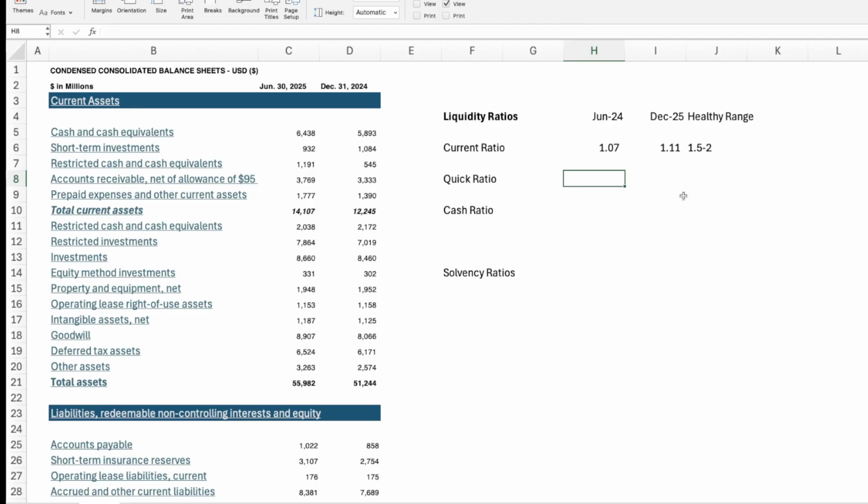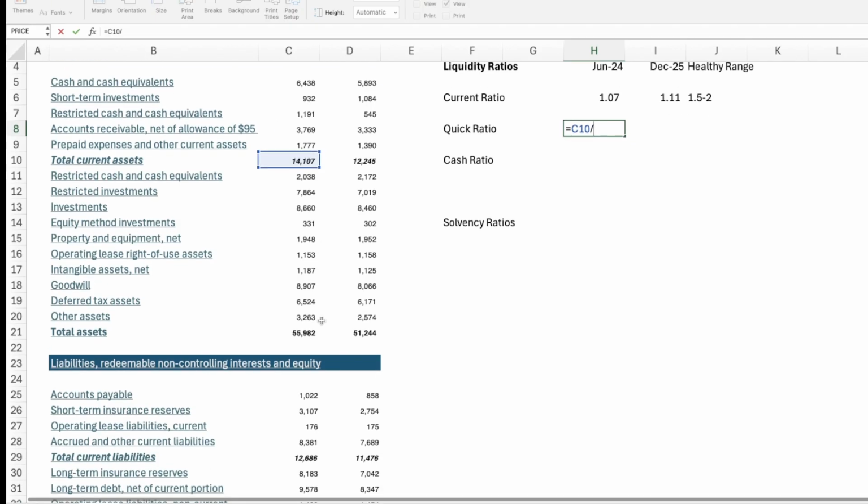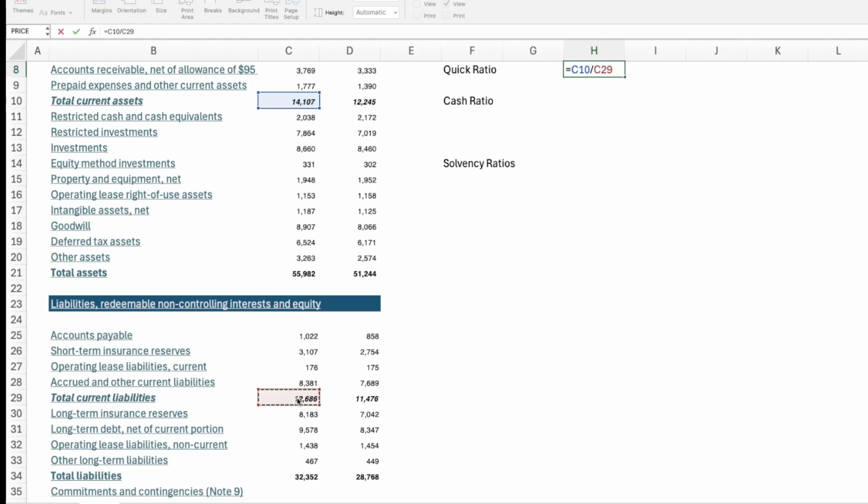The quick ratio is like the current ratio, but without inventory. So it's total current assets minus your inventory divided by your total current liabilities. In this case, as you can see, Uber doesn't have any inventory. Therefore, it's going to be the same as the current ratio. If we were doing a retail company like Target, we would see inventory and subtract it from our total current assets. But because it doesn't have that, we just do the same thing again.